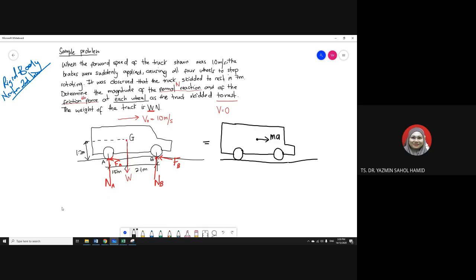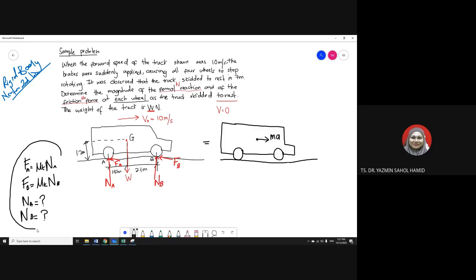How do we get our NA and NB? How do we get NA, NB and how do we get the friction force? Now, we know the friction force F is mu K N. So this is something that we need to find, the friction force for Fa and the friction force for Fb, and we also need to find what is Na and what is Nb. So this is what we need to find.